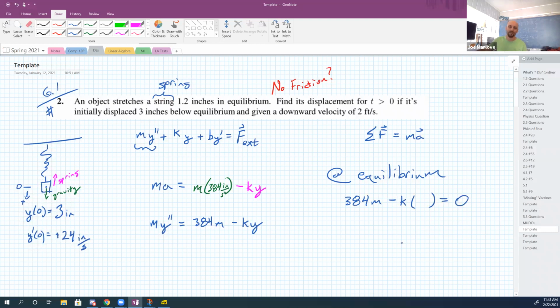What's the something here? The displacement from the natural equilibrium point. Yeah, so it would be 1.2 inches that goes here. You guys see that? So then I can solve for k. We add 1.2k to the other side, and then divide by 1.2. You get k is 384m over 1.2. You guys all with me on that? Okay, what am I going to do with that? Plug it in for k.